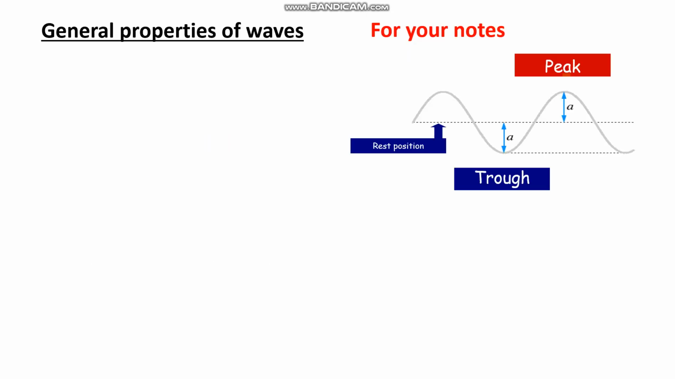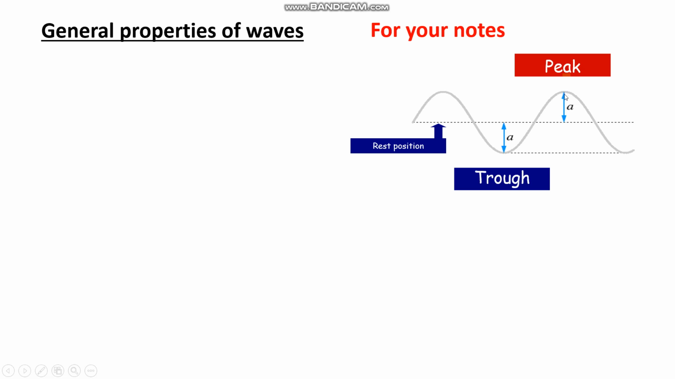This next slide needs to go into your notes, so you can either print it off or handwrite it. I really don't mind which. Okay, starting off with the diagram on the right hand side, you're drawing a straight line which represents the rest position, so a string which isn't being moved at all if you prefer. Then you've got your wave, with the trough, which is the bottom of the wave, and the top of the wave is called a peak.